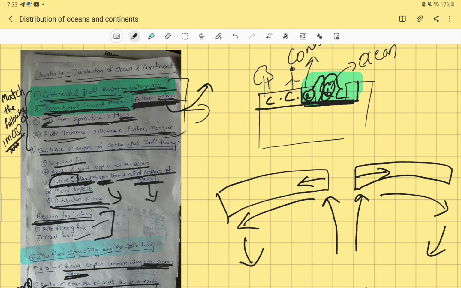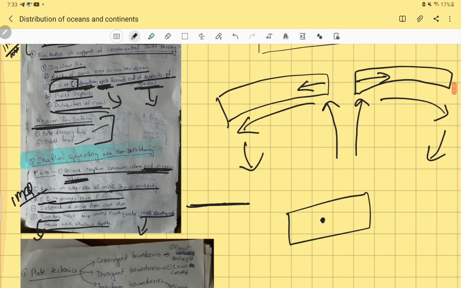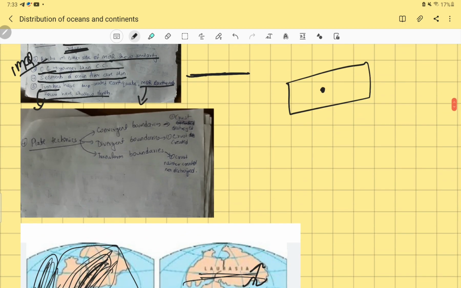So let's now go to the fourth concept, that is plate tectonics. It's given by McKenzie, Parker and Morgan. As Wegener said before, the continents are drifting apart. But what plate tectonics says is, these plates have been constantly moving over the globe throughout the history of earth. It's not a continent that moves as believed by Wegener. Continents are part of a plate, and what moves is the plate.